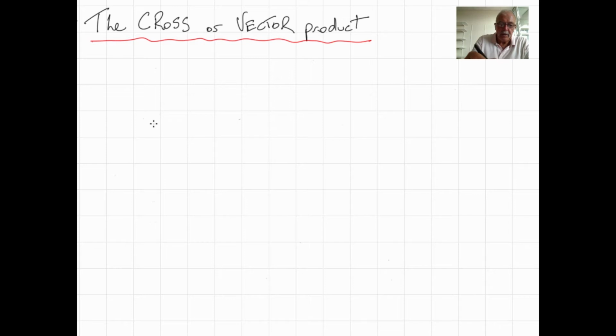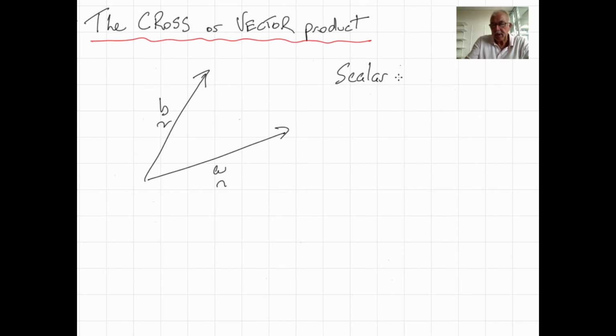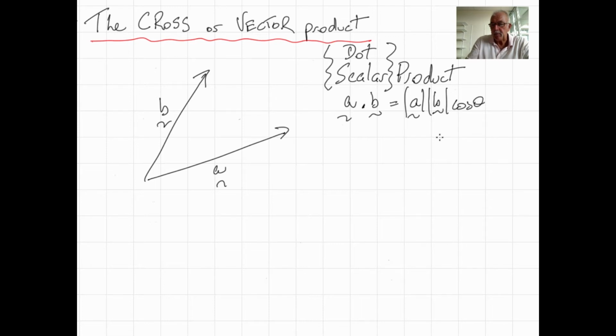Let's just recap a little bit. We've got two vectors A and B, and let's have a look at what the scalar product is. Two names for it: either the scalar or the dot product. That was A dotted with B equals the absolute value of A times the absolute value of B, cos of theta, where theta is the angle between the two vectors. So that's stuff we've already done.